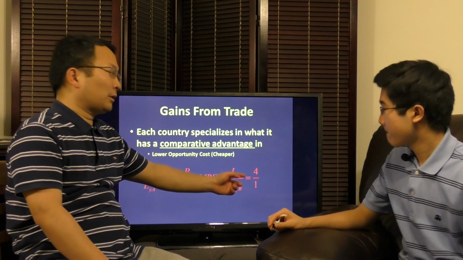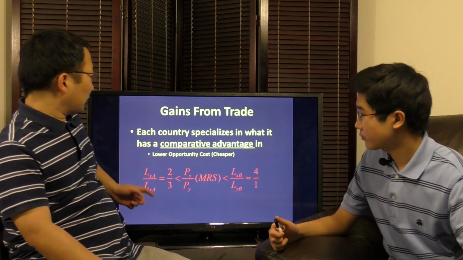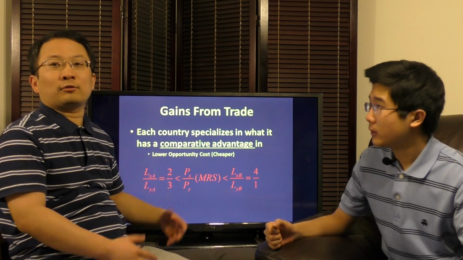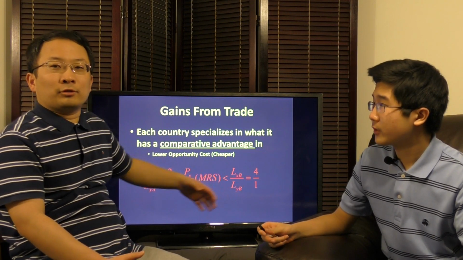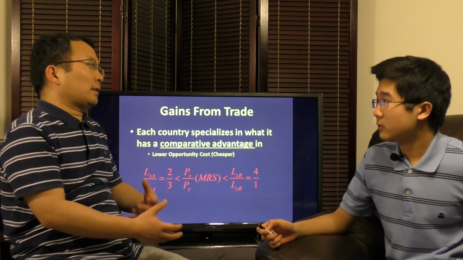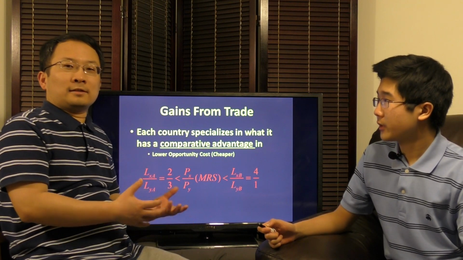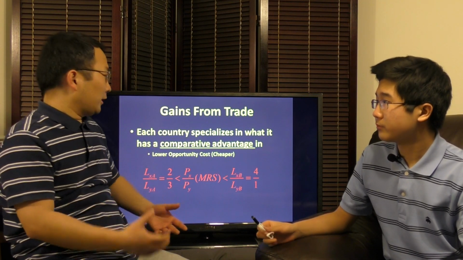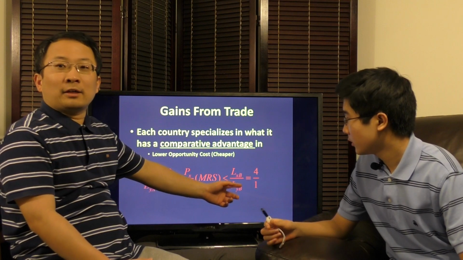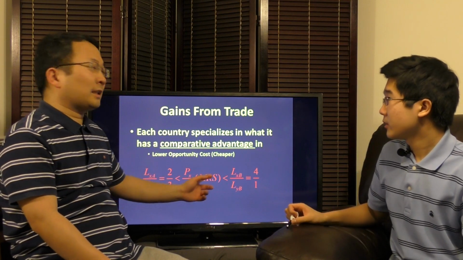For country B, we have this pricing. So goods X and Y have relatively different pricing in two different countries. So that's how the incentive to trade exists, because by trading they can both be better off, which means they can both get a better price.